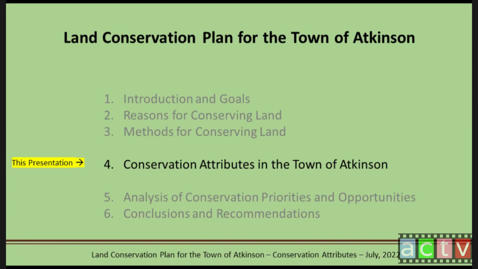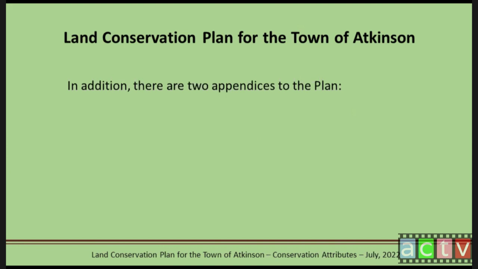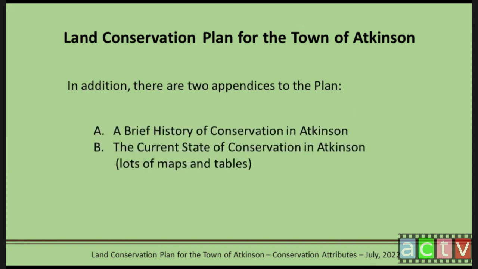So these are the 6 sections that are in the plan. In addition to that, there are 2 appendices. One is a brief history of conservation in Atkinson, which is not so brief. It's pretty detailed. If you want to know all of the warrant articles at town meetings that had anything to do with conservation, they're in here. If you want to know about any land that was bought and when it was bought, they're in here. There's a complete list of everybody who has served on the Conservation Commission since 1974. Stuff like that. Not really part of the plan, but very useful background.